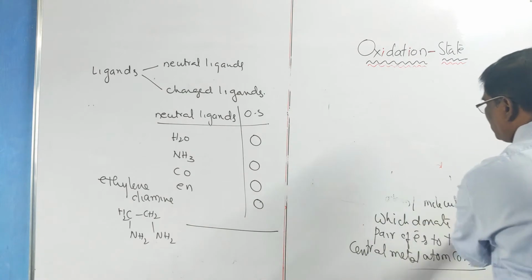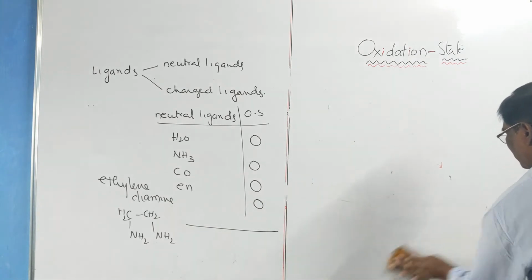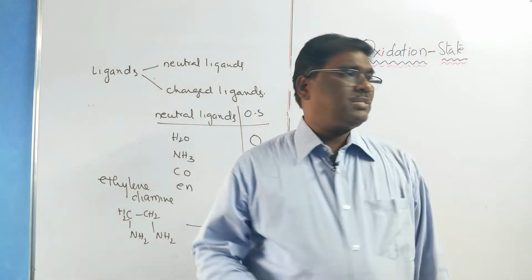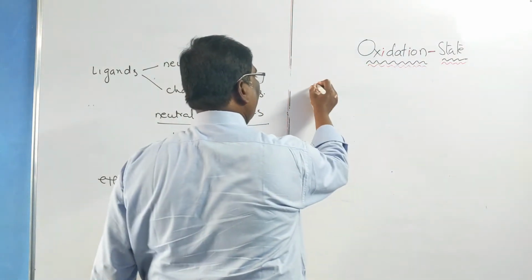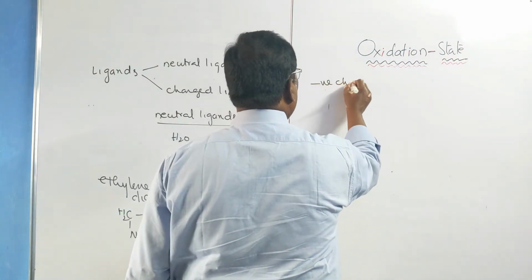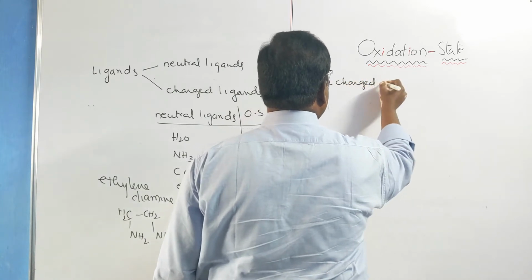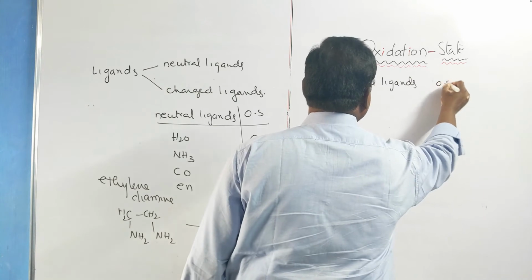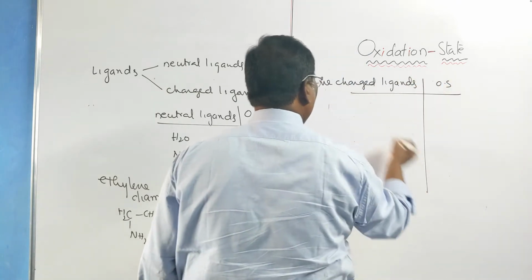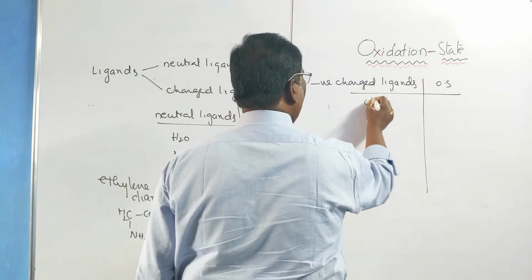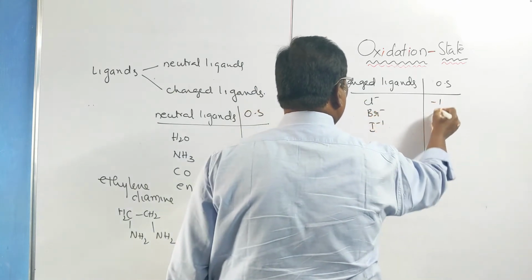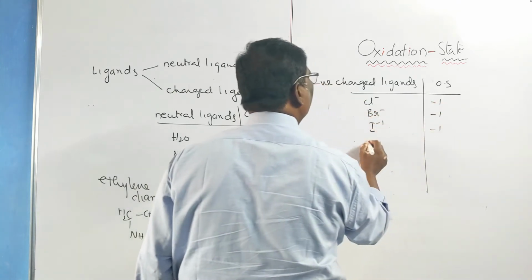Whereas charged ligands are of two types: positive charged ligands and negative charged ligands. Negative charged ligands and their oxidation state. First of all, chloride, bromide, iodide, they have 1 unit of negative charge.